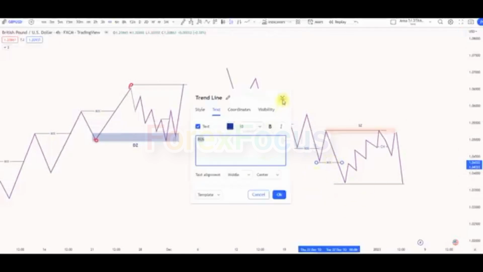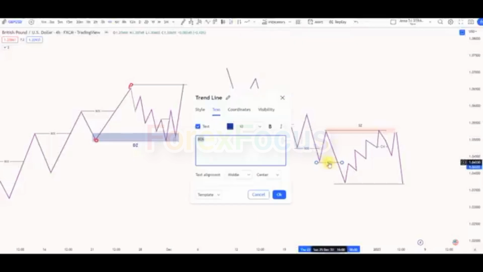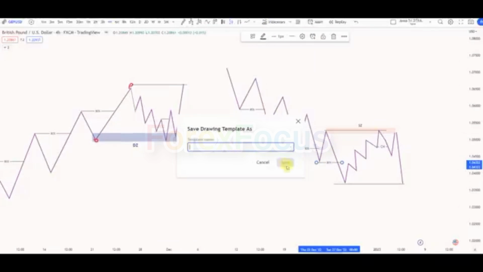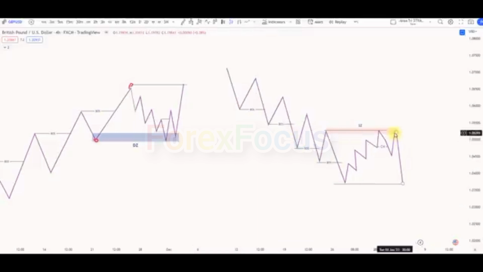Okay, also I just want to add this. If you want to save your break of structures on your TradingView template, just double click it, right? BOS, and then go here, save, BOS, and then save, okay? So that next time you don't have to rewrite it again.